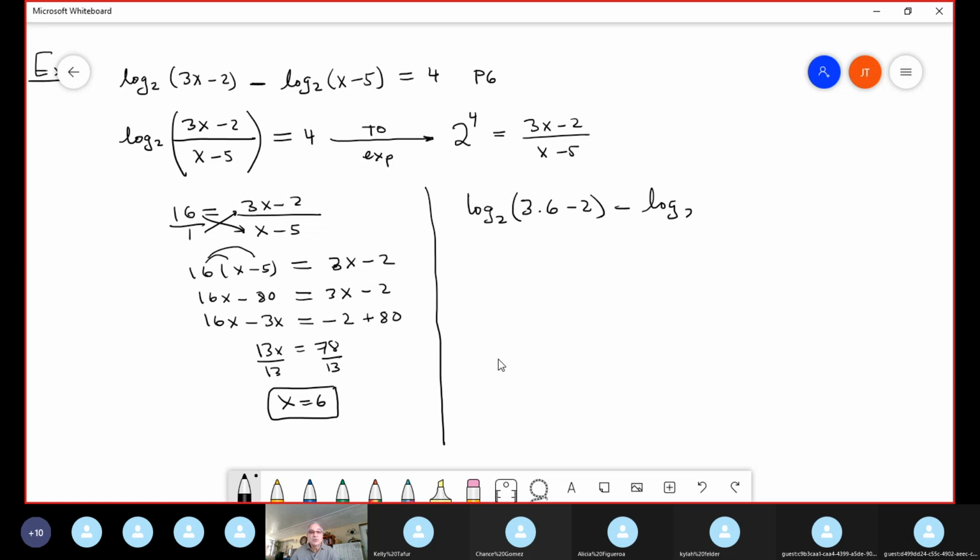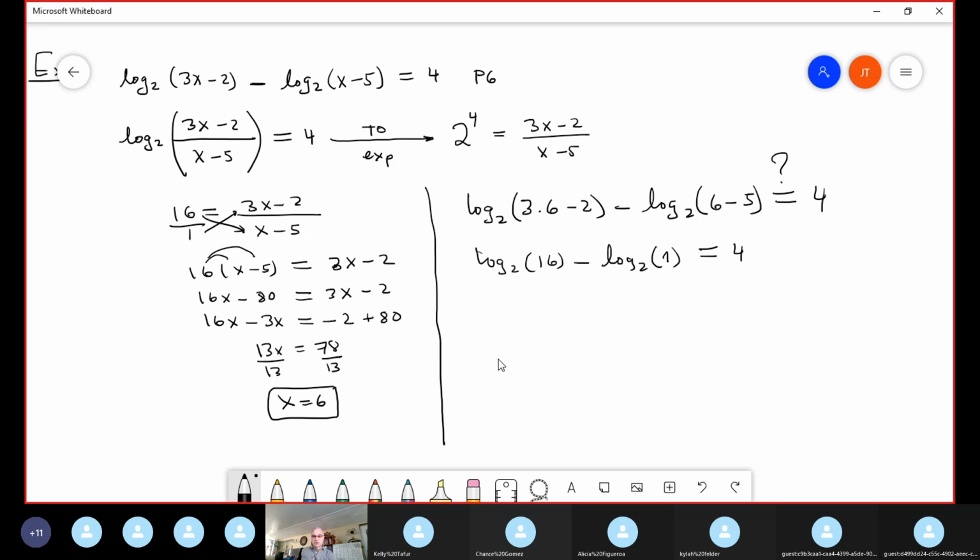Minus logarithm base 2 of 6 minus 5 should be 4. I claim this. I need to prove it's true. If I prove it's not true, it's false. So 6 doesn't work. Okay, let me try. 3 times 6, 18. So basically, logarithm base 2 of 16 minus logarithm base 2 of 6 minus 5 is 1. It's equal to 4. Help me, guys, how do you prove that this is true or false?